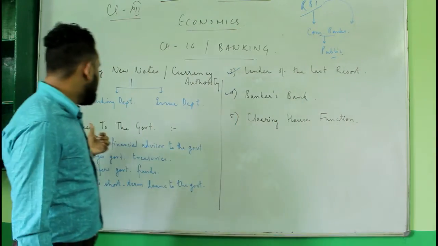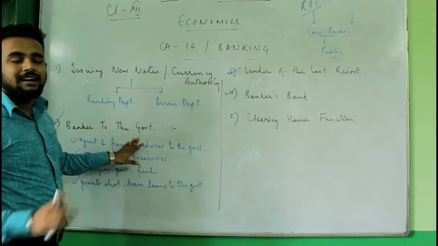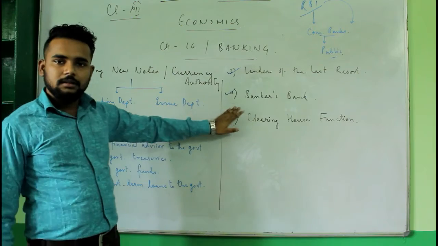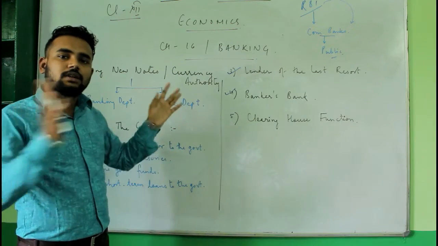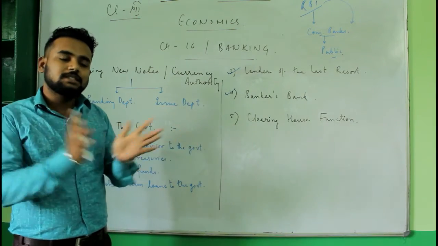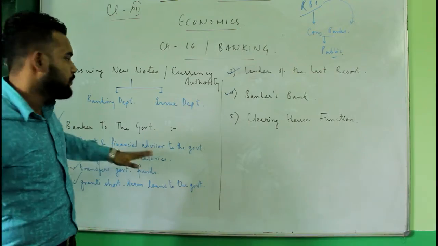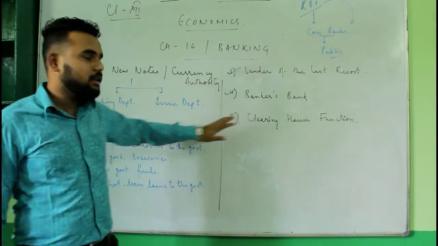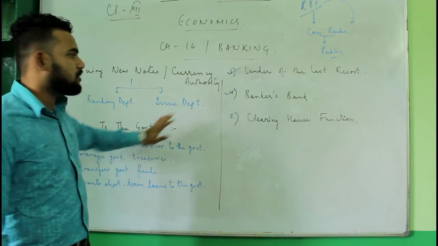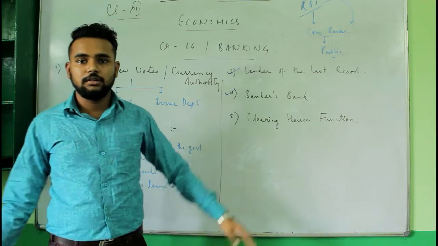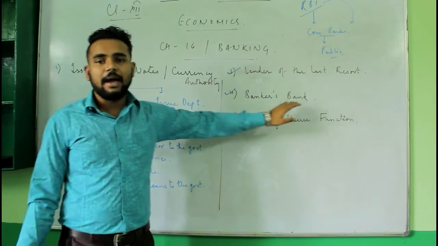And now here, banker to the government's bank. Partly similar but totally distinguishable. Understood? These are totally different and distinct. So I want to make you apparent out here that banker's bank and banker to the government are totally different paradigms. So the number 4th is banker's bank.